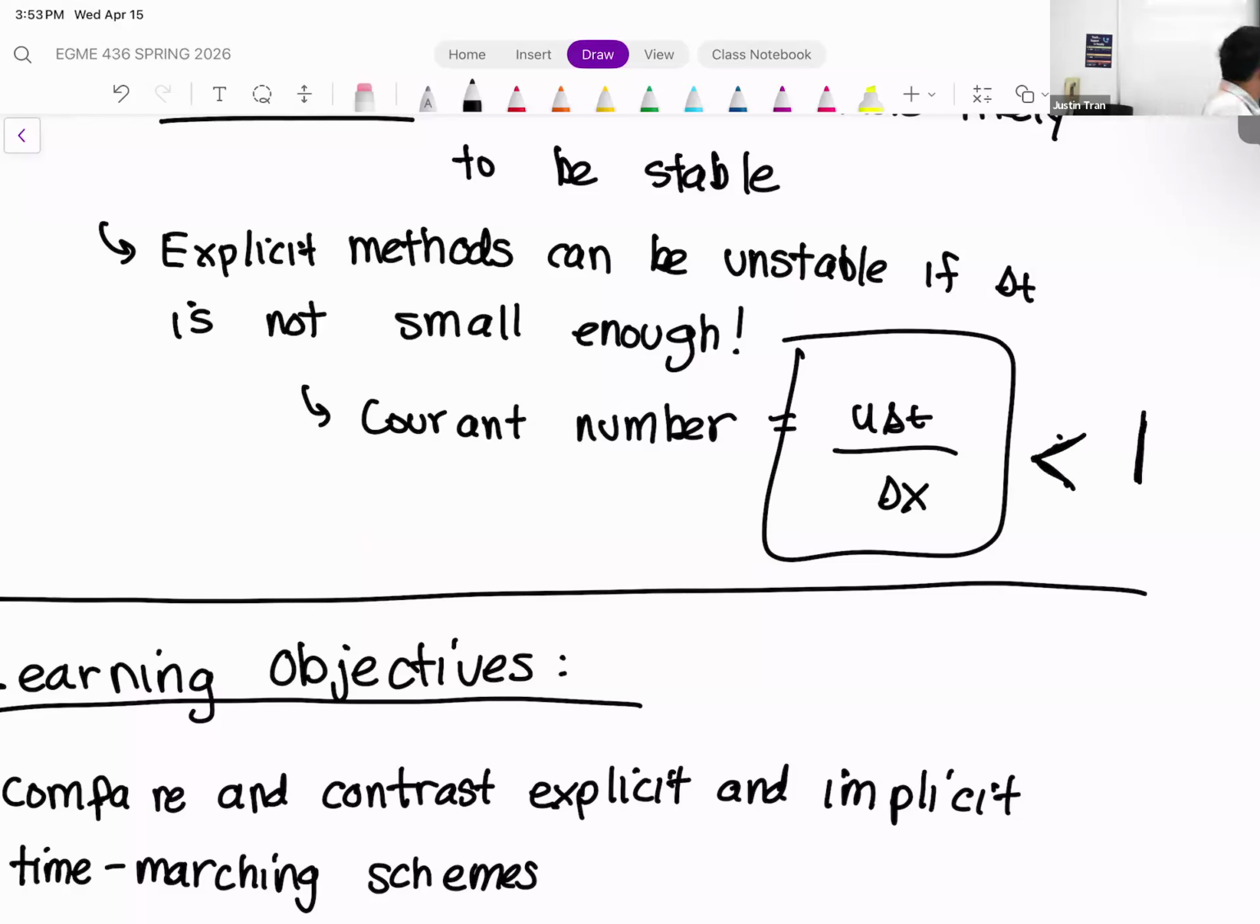If you know that you're going to get your mesh down to a certain size, then you should set your time step size small enough to make sure that this entire product is less than 1, right? And then for the velocity here, you would generally use the maximum velocity in your simulation.